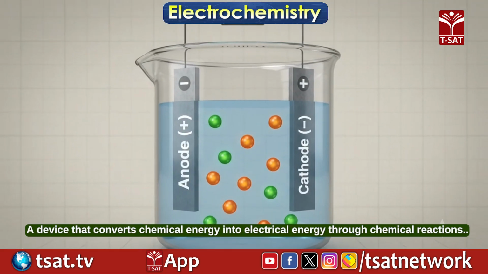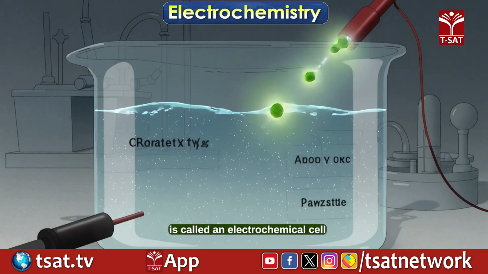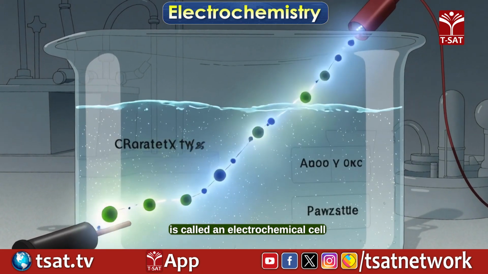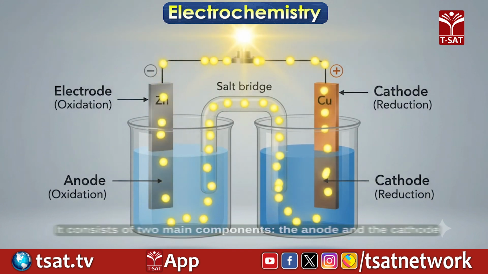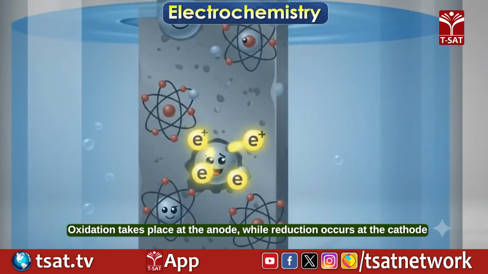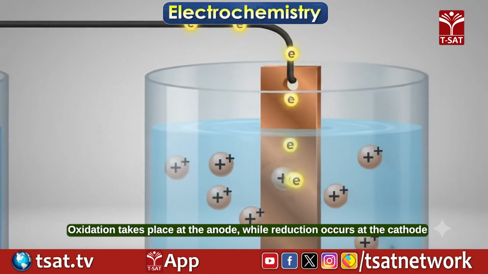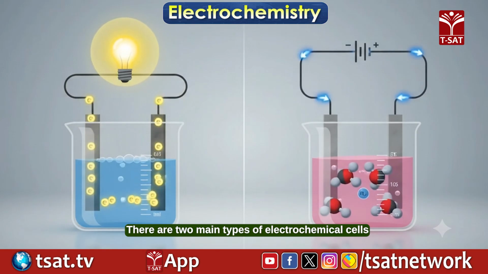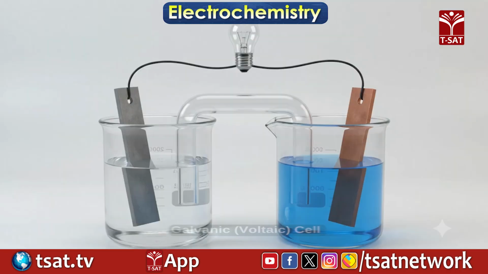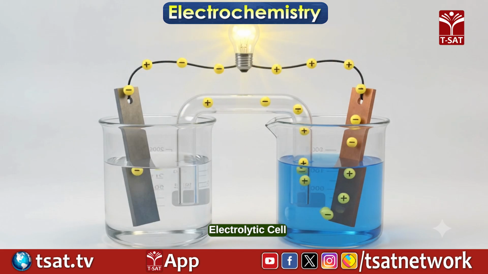A device that converts chemical energy into electrical energy through chemical reactions is called an electrochemical cell. It consists of two main components, the anode and the cathode. Oxidation takes place at the anode, while reduction occurs at the cathode. There are two main types of electrochemical cells: galvanic, voltaic cell, electrolytic cell.